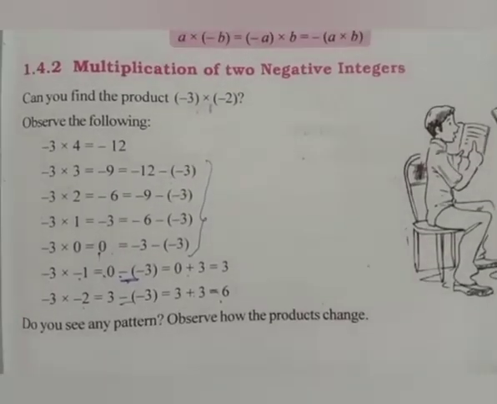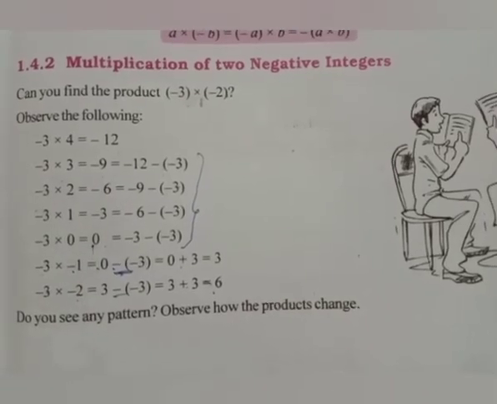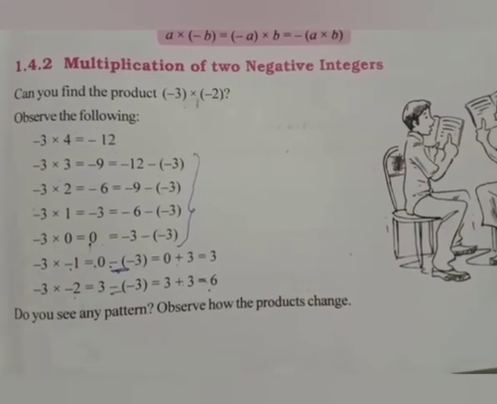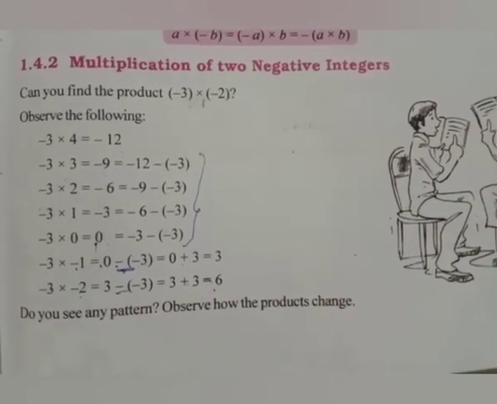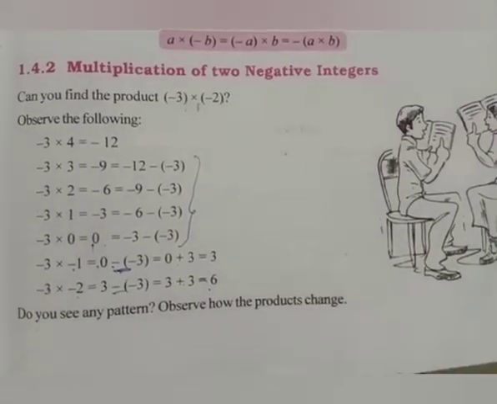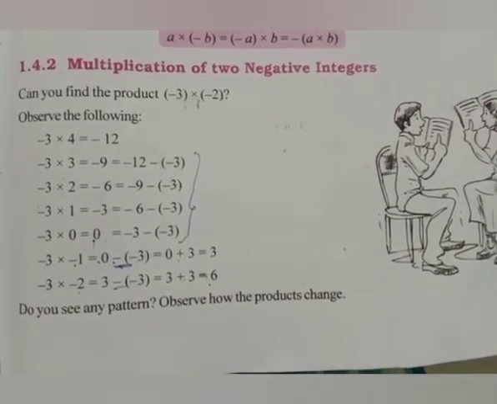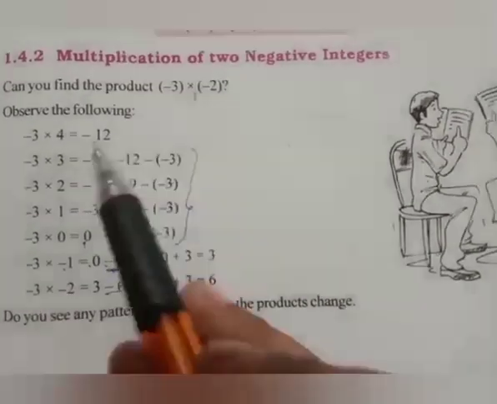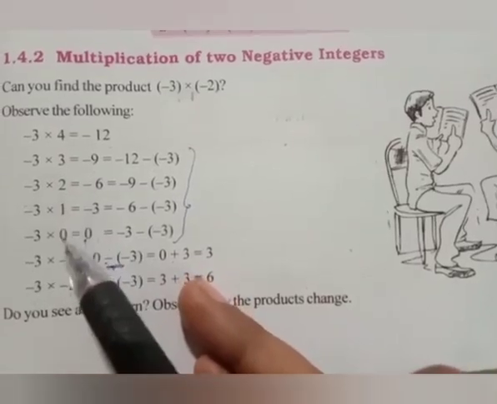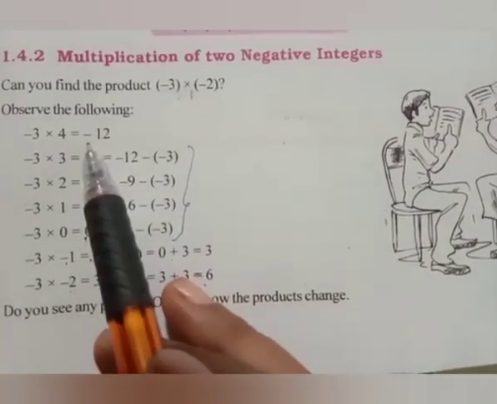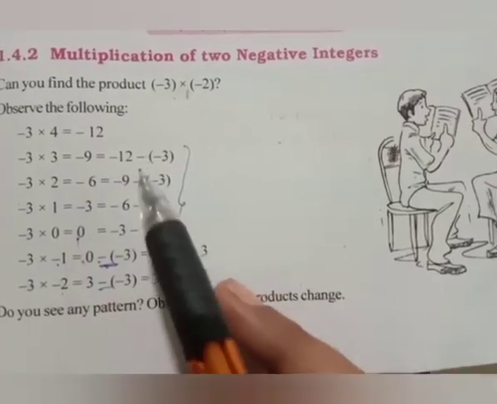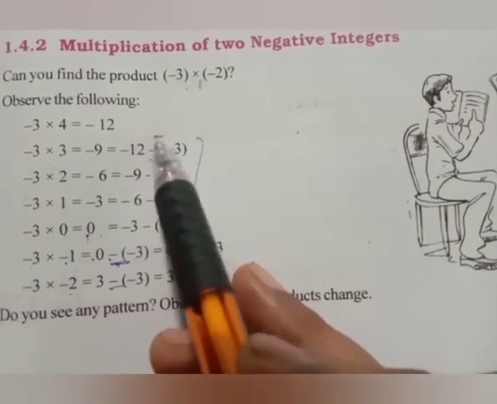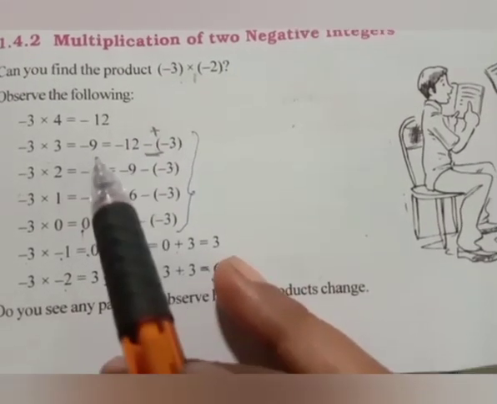Now, starting with the multiplication of two negative integers, can you find the product of minus 3 into minus 2, or negative 3 into negative 2? Here we can see the pattern. Minus 3 into 4 is minus 12, which we have studied. Minus 3 into 3 is minus 9. We got minus 9 by subtracting minus 3 from minus 12. Continuing this pattern, we are subtracting minus 3, so minus minus becomes plus.